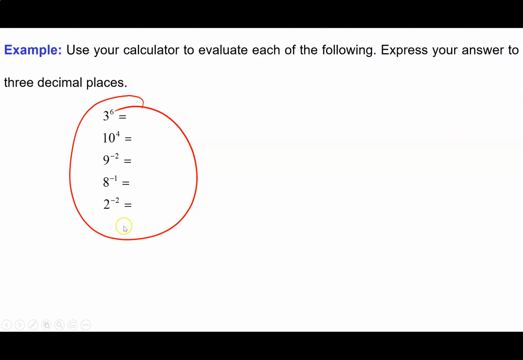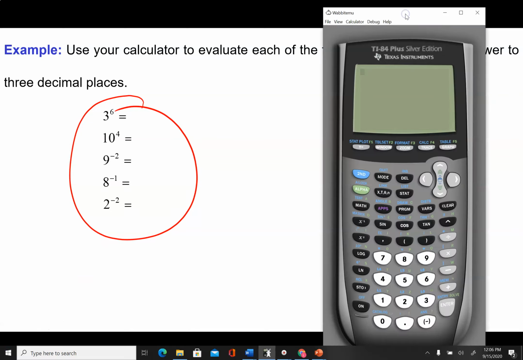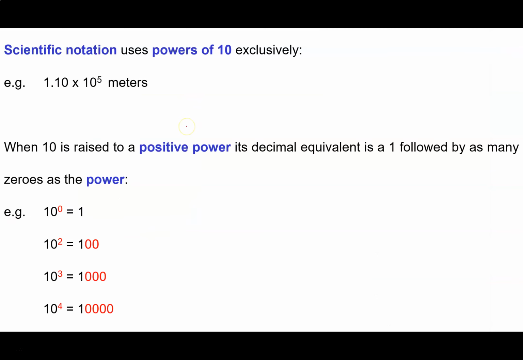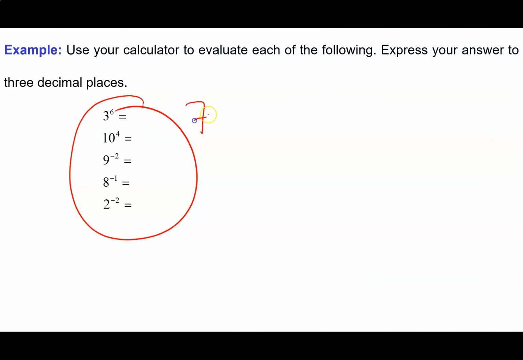I'm just going to pop my calculator up now, and I'll show you how to enter these. So here's my calculator, and if I want to enter 3 to the 6, I'm just going to go 3, then hit the caret button, and 6, followed by enter. My calculator is in scientific notation mode because I wanted to demonstrate scientific notation. So there we go, we can give this answer in scientific notation: 7.29 by 10 to the 2.